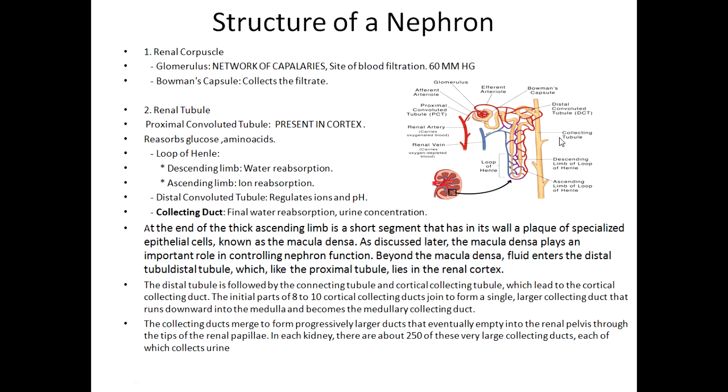So here you have almost all the parts of the nephron. One is the glomerulus surrounded by the Bowman's capsule, and the Bowman's capsule continues as the proximal convoluted tubule.